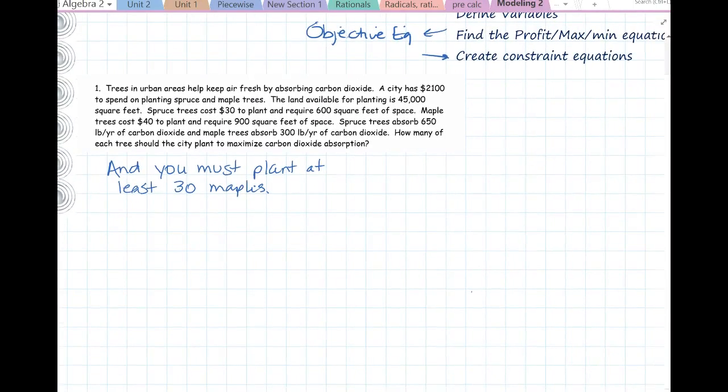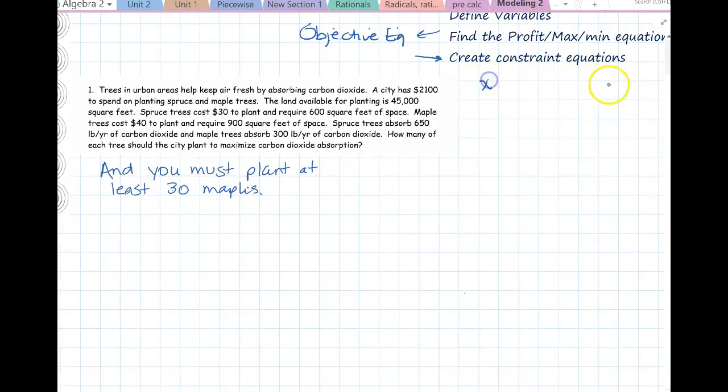And hopefully you have read it, and here's what I'm going to do. I know there's going to be an X, and there's going to be a Y. My X in this case is going to be the number of spruce trees. And the Y is the number of maples.